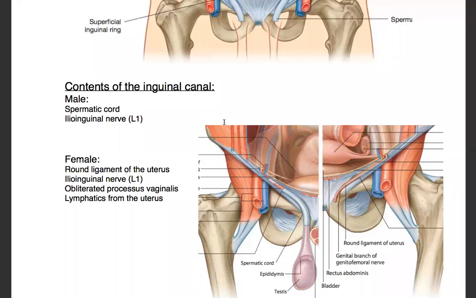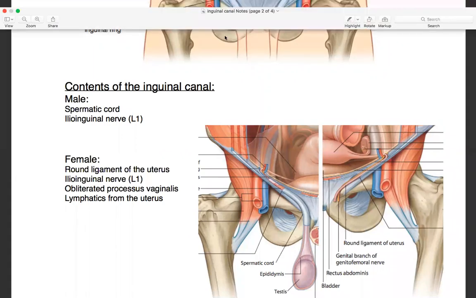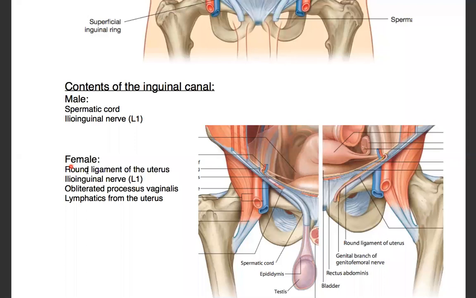So after I was talking about the contents of the inguinal canal, basically the contents are different in the male and the female. In the male, the contents are just the spermatic cord.